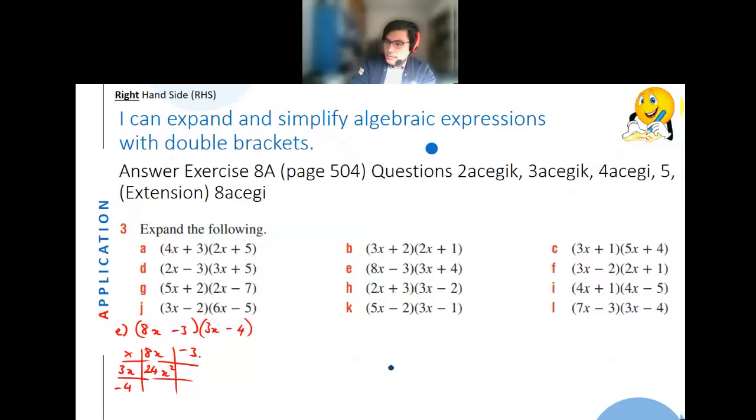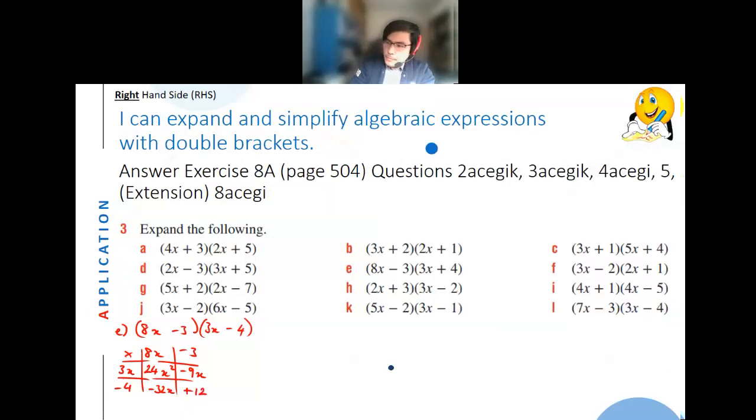3x times negative 3, positive and a negative is a negative. 3 times 3 is 9, so negative 9x. Negative 4 times 8x, negative and a positive is a negative. 4 times 8 is 32, so negative 32x. Negative 4 times negative 3, negative and a negative is a positive. 4 times 3 is 12.